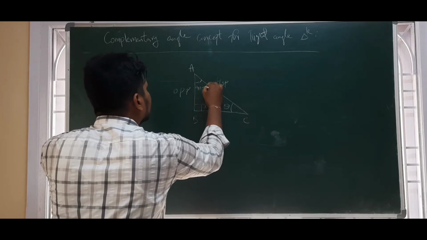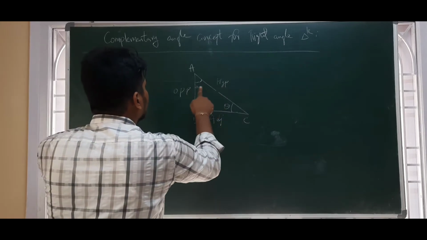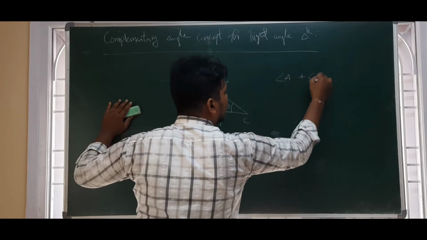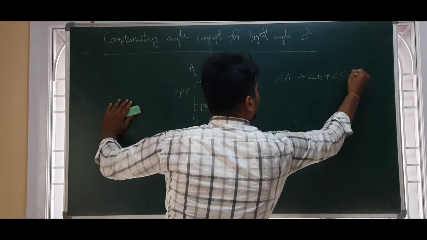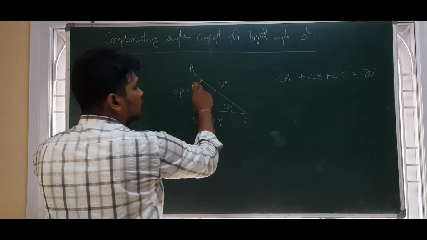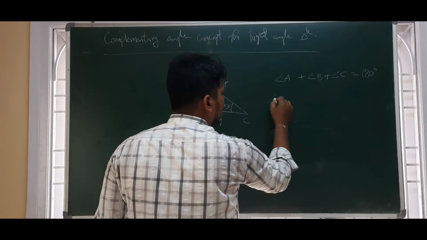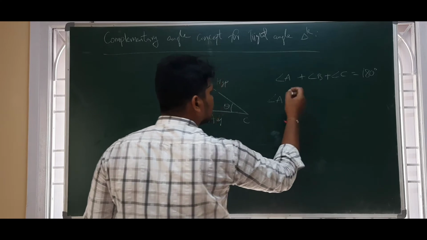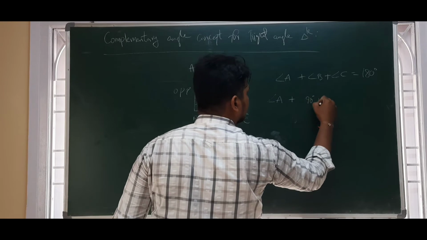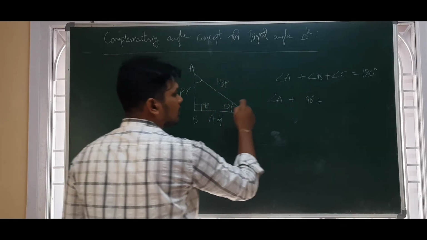90 minus theta. How did I get this? Let me tell you. As I know, the sum of all the angles in a triangle is 180 degrees. Now, I should find out the value of angle A. How will I find it out? Angle A plus, what is angle B? 90 degrees. What is angle C?